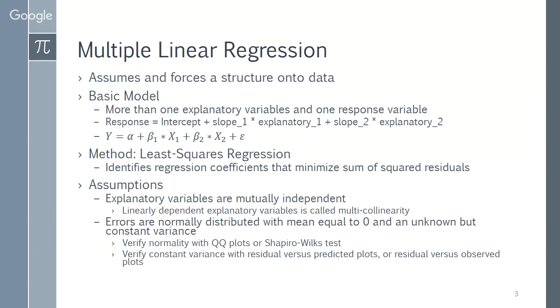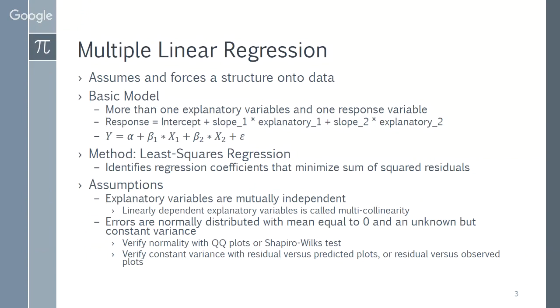In statistical or mathematical notation, again, we still use betas for the regression coefficients, for the slopes, alpha for the intercept. We still have the error term. Those error terms still need to be normally distributed. And now we have just multiple explanatory variables. Our method is the same. Our method is still least squares. And again, least squares regression is all about identifying the regression coefficients that minimize the sum of the squared residuals. The residuals, again, being the observed response variable values minus our predicted response variable values based on our model.